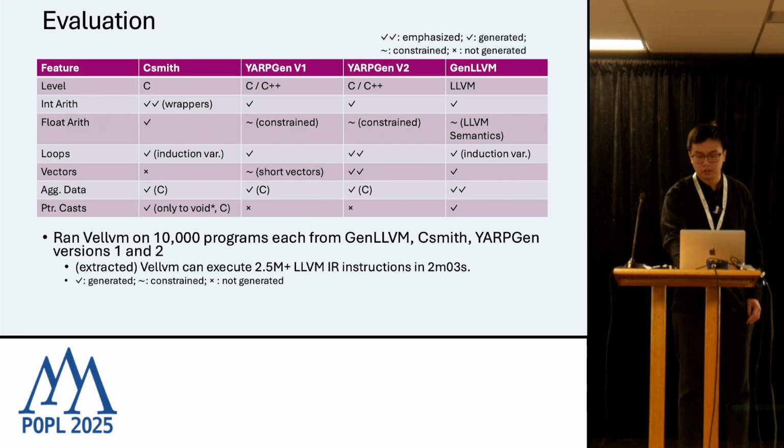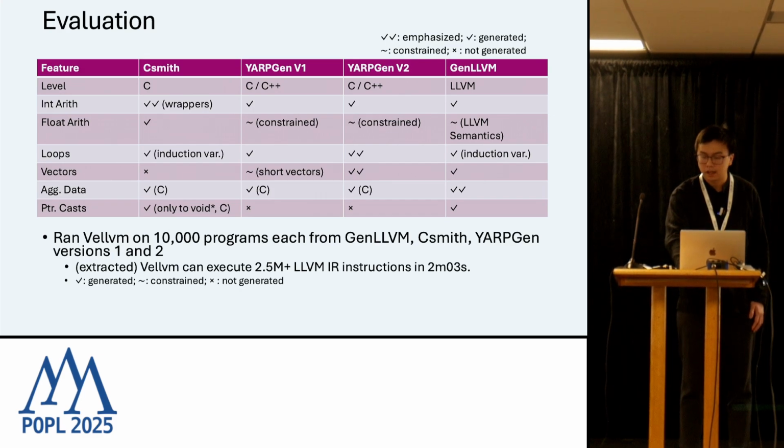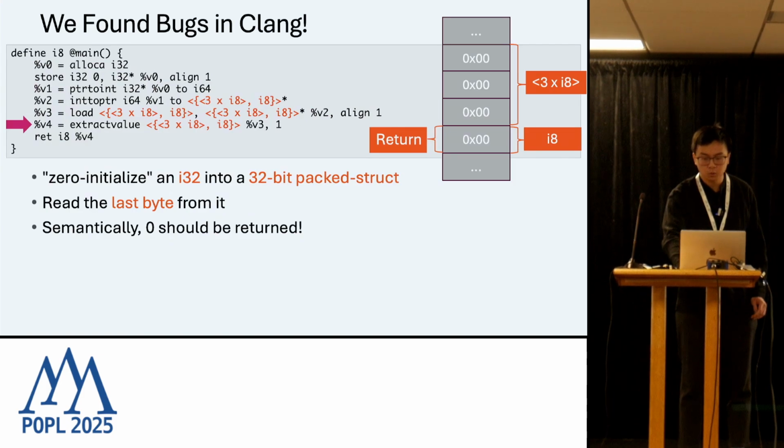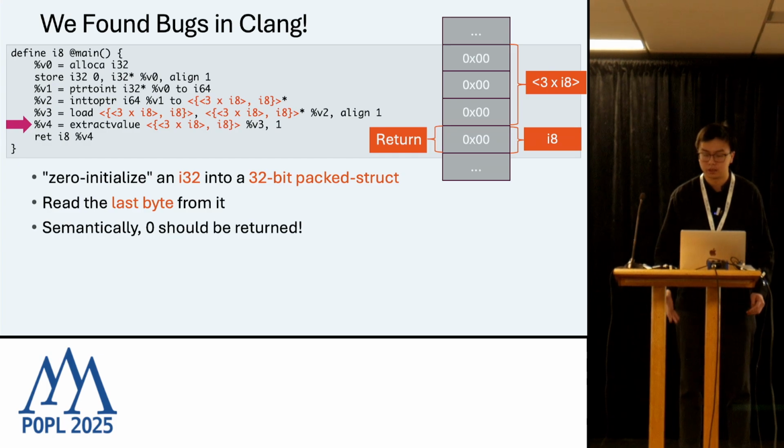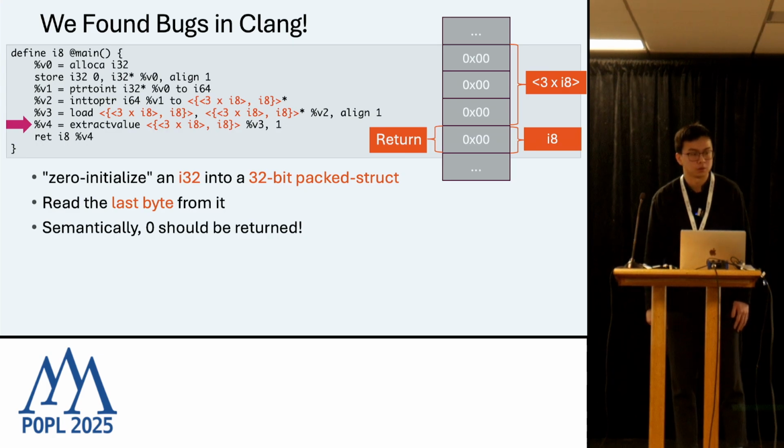We've noticed that we've generated a wider variety of instructions, especially in aggregate data as well as pointer to integer casts. And we've also noticed that our interpreter is fairly efficient. We've also discovered various discrepancies between Klein and Vellvm using GenLLVM. Here we are showing an actual bug of Klein that we found using GenLLVM.